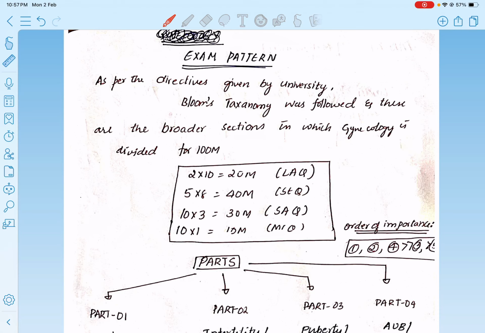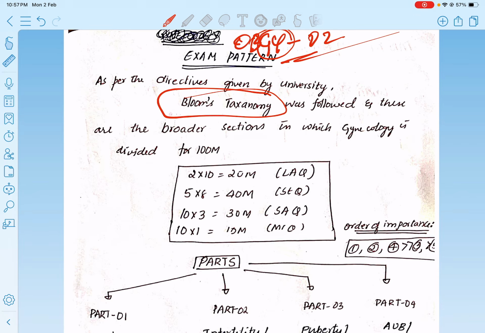Hi friends, today we'll be discussing OBGYN paper 2, which consists of majorly gynec. So we'll see what the exam pattern is. The detailed analysis of what Bloom's taxonomy is has already been done on our channel. Make sure you visit that part of YouTube and know what Bloom's taxonomy actually is.